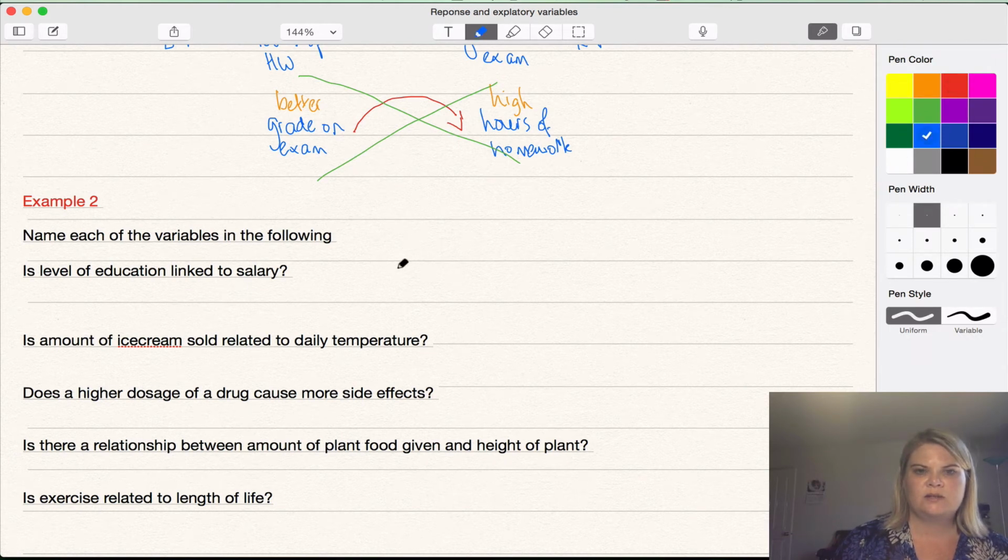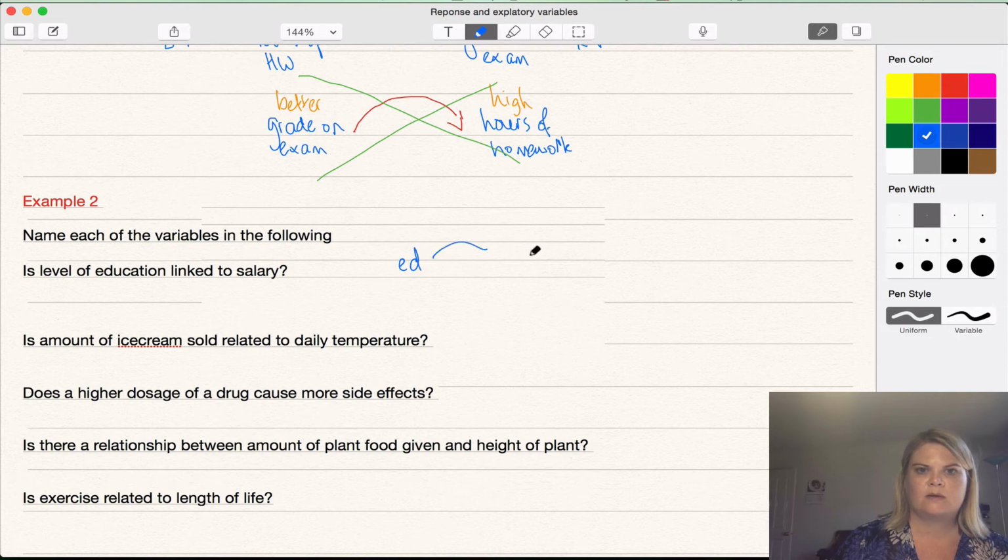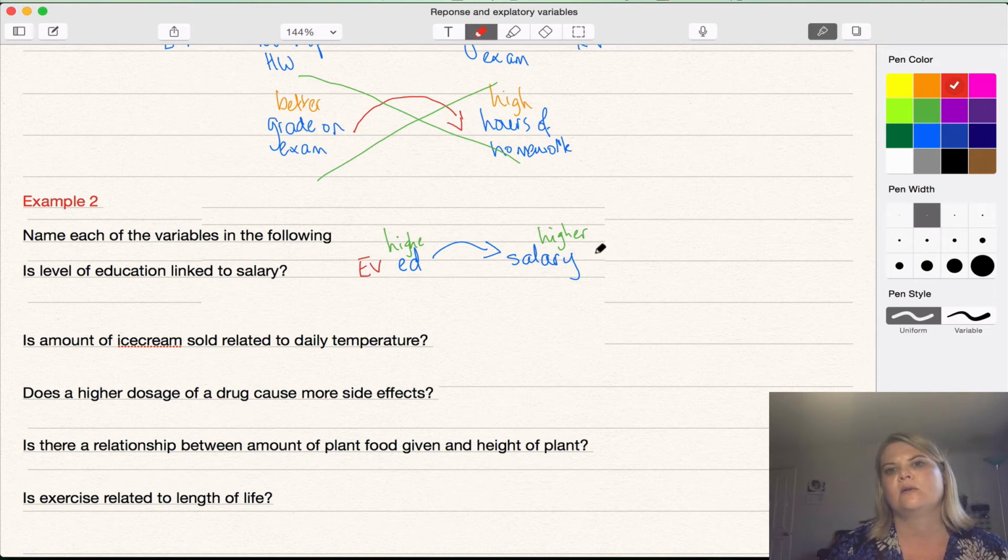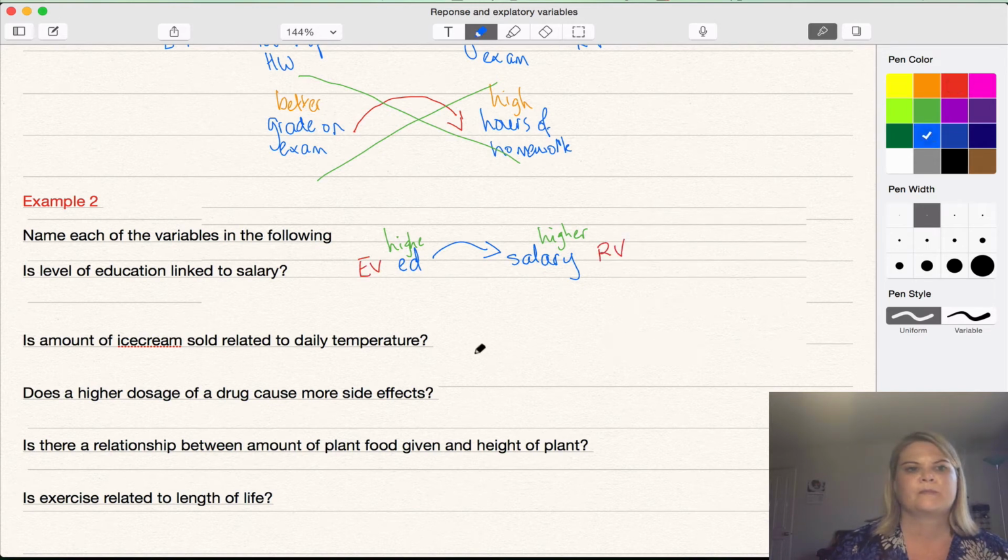Level of education related to salary. Higher education causes higher salary. That one makes sense. There's your explanatory variable and your response variable. Higher salary causes higher education? Doesn't make sense. So I've got the right way.